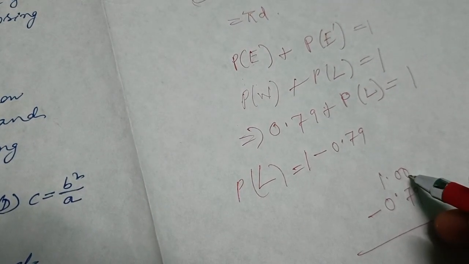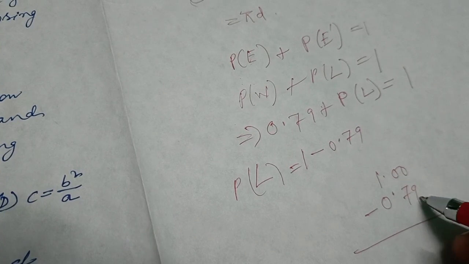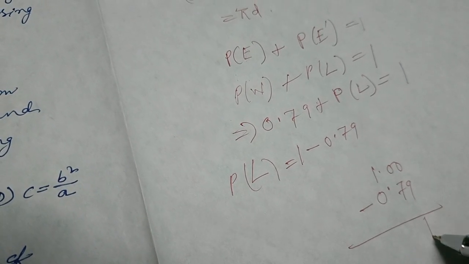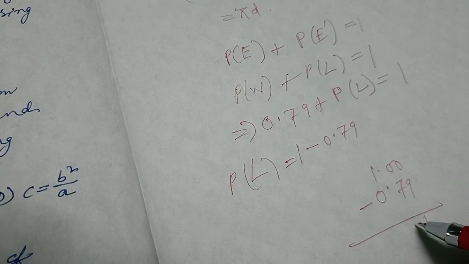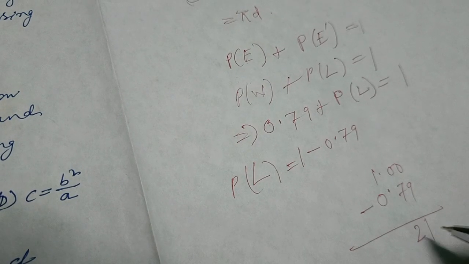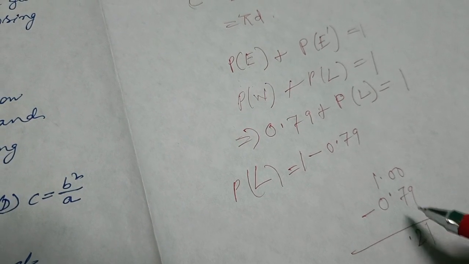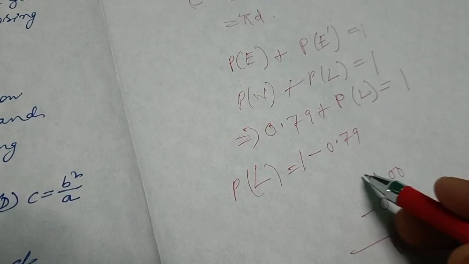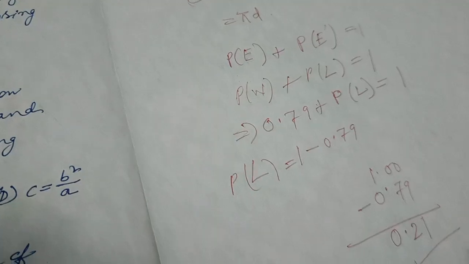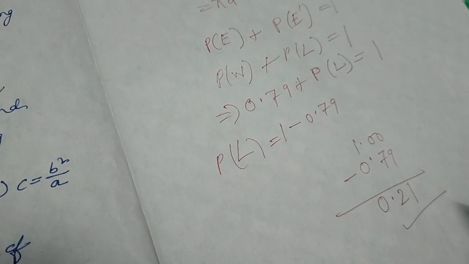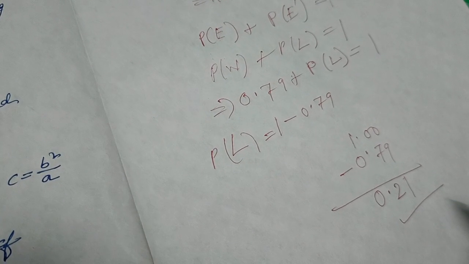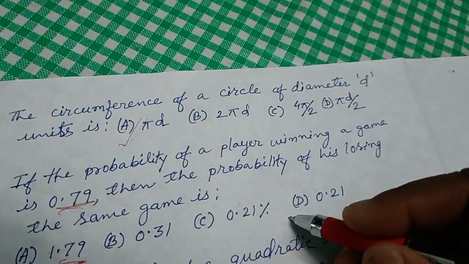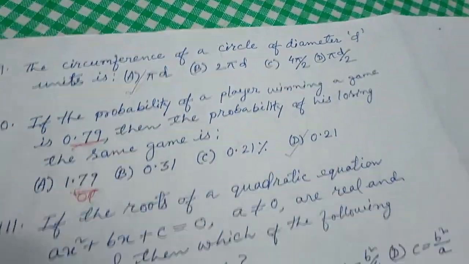Now take 1 here, from here 10 minus 9 is 1, and here 9 minus 7 is 2. Clear? And we put the point here. So it is 0.21. So in the options, is 0.21 given or not? You see here it is given in option D, it is 0.21.